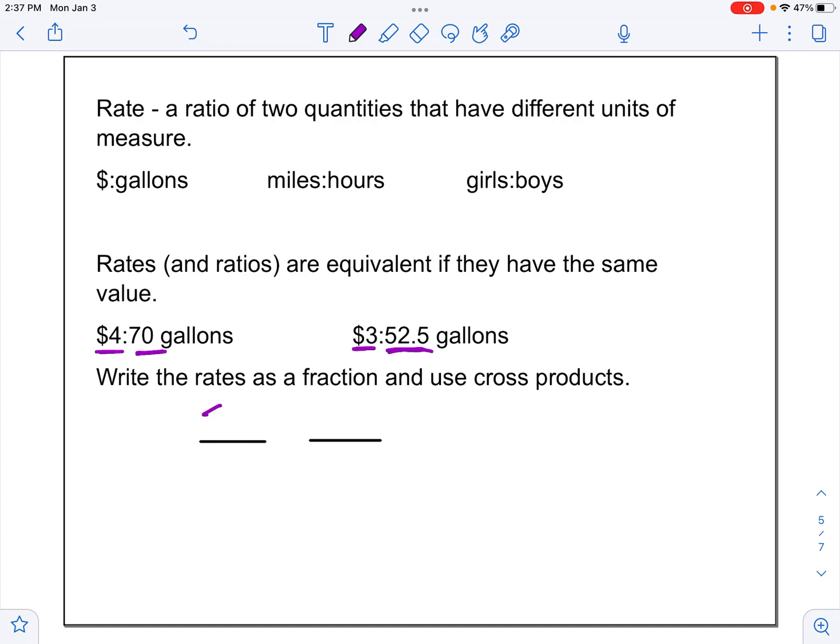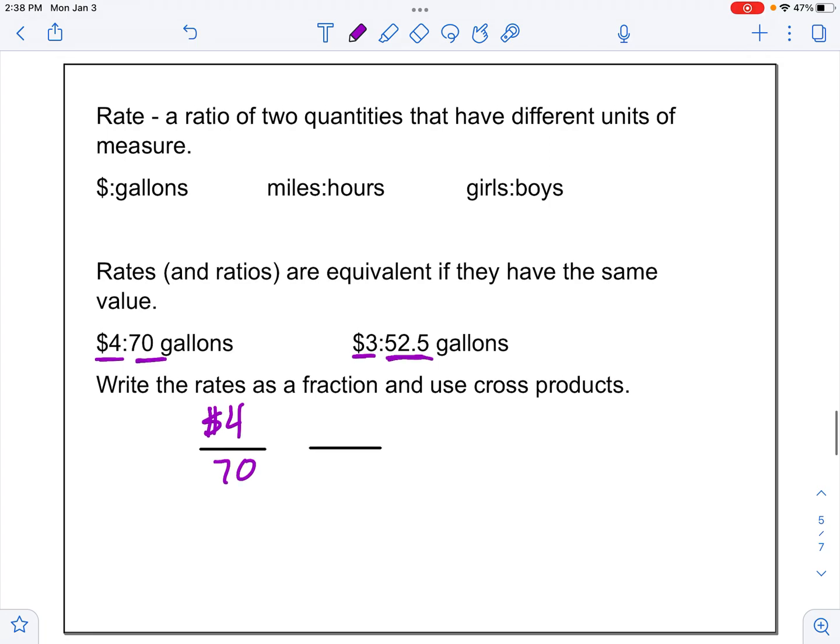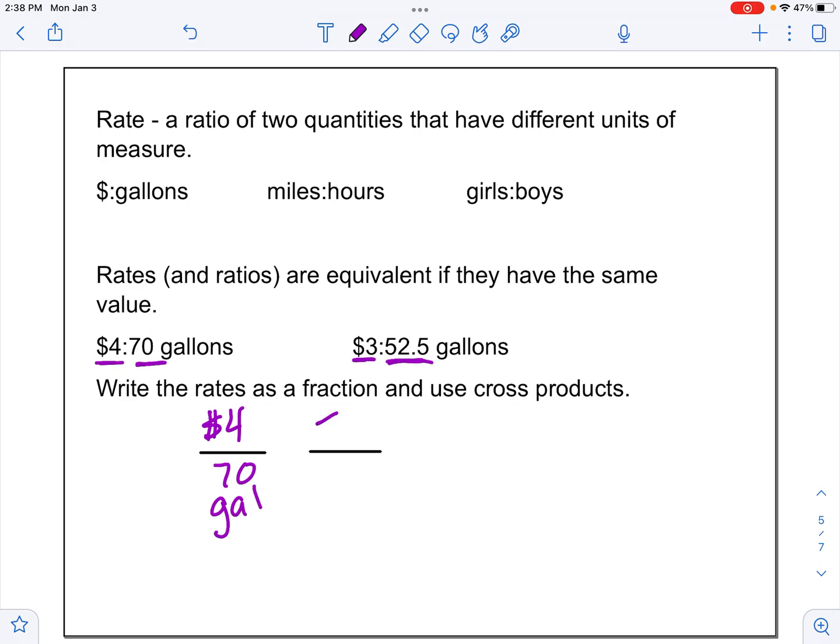So this first one, I have $4, and that will get me 70 gallons. And then over on this one, I have $3 for 52 and a half gallons. So there's that comparison from dollars to gallons. But I don't know which one's the better deal, and I want to make sure I'm going to pay the less.